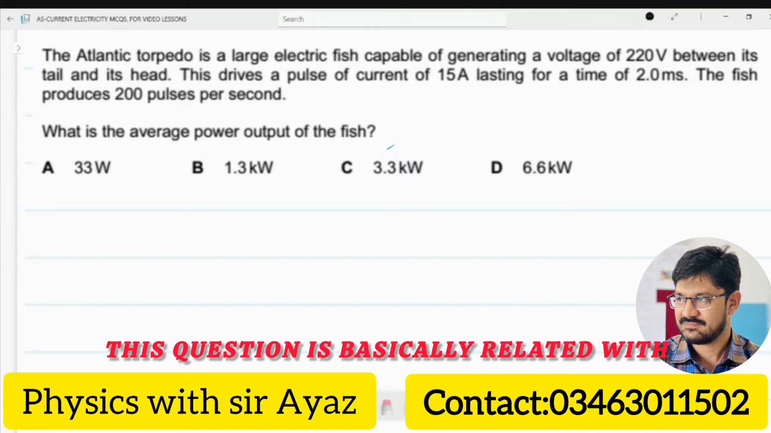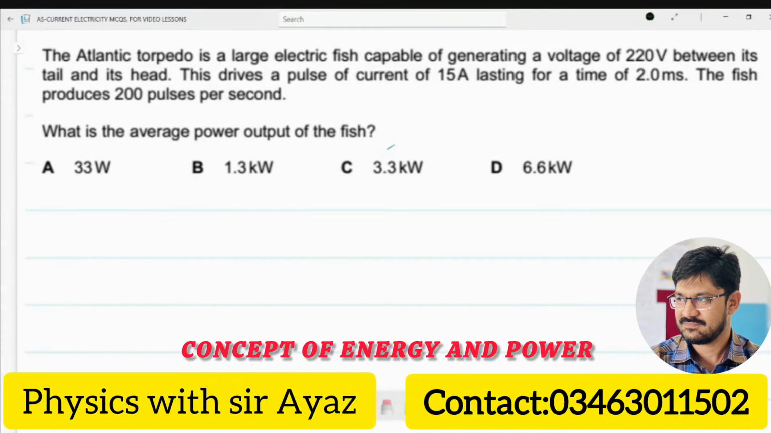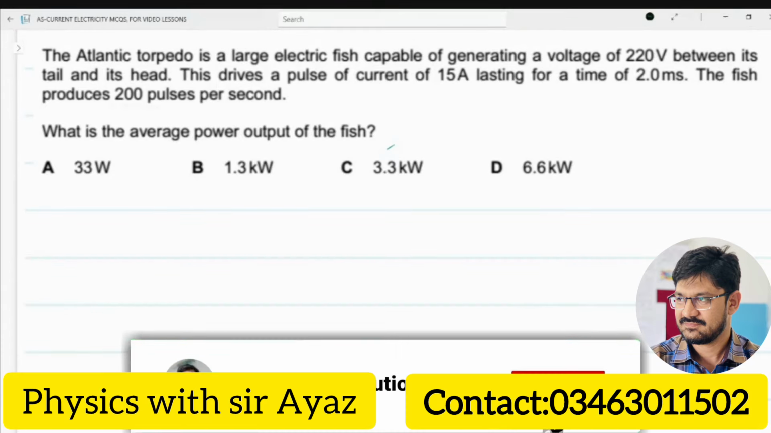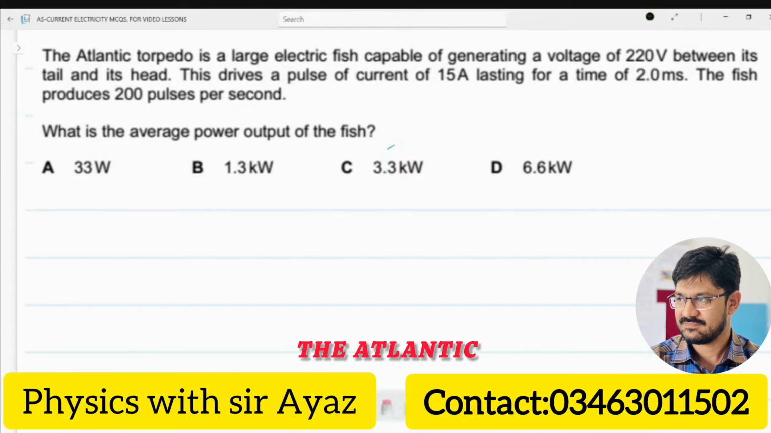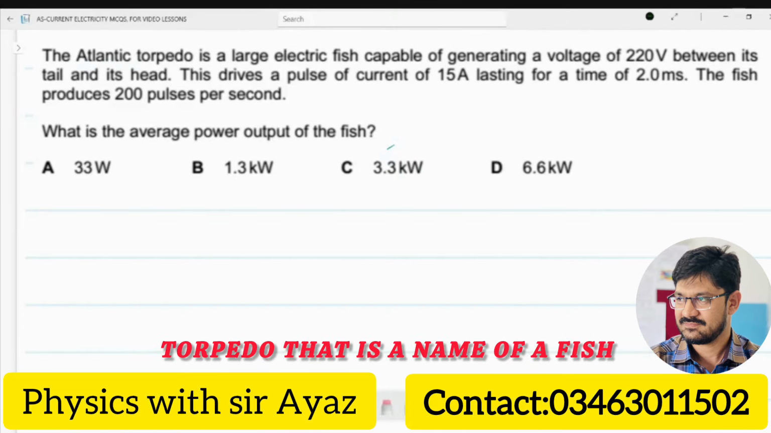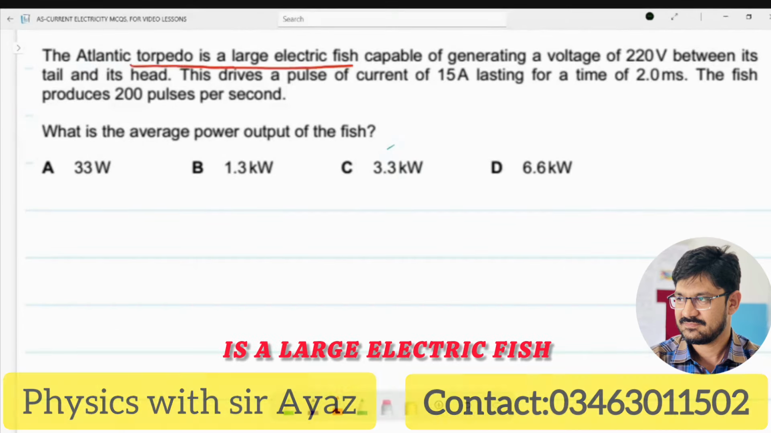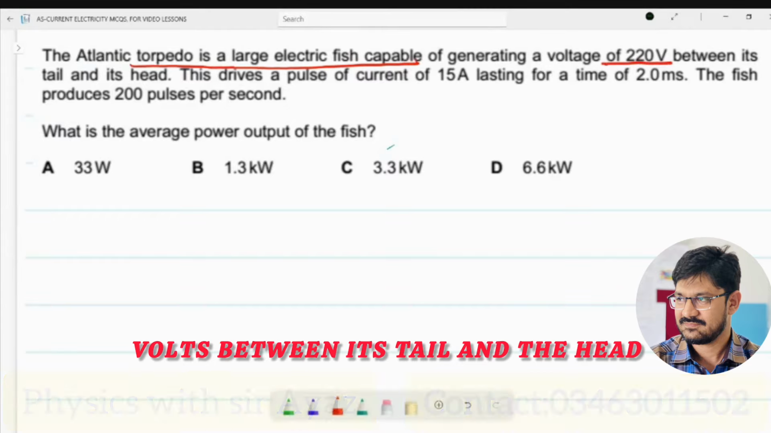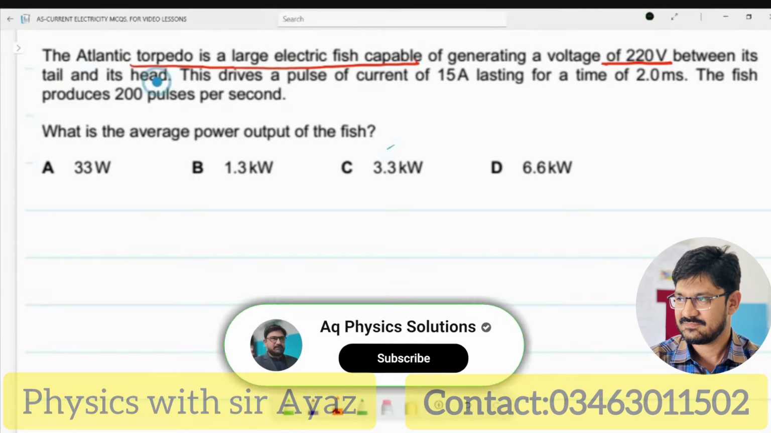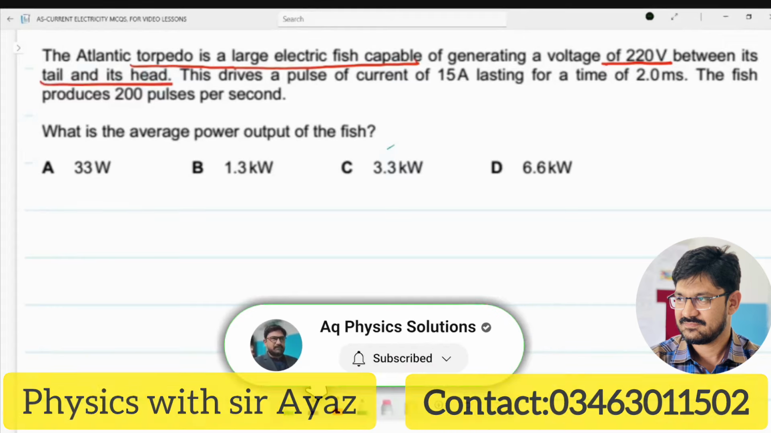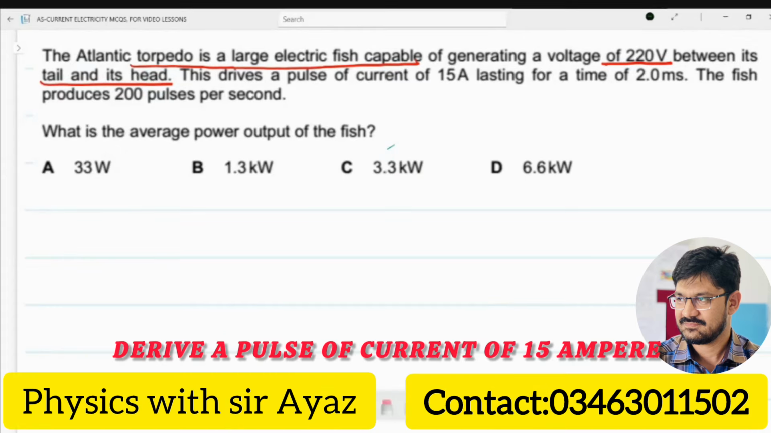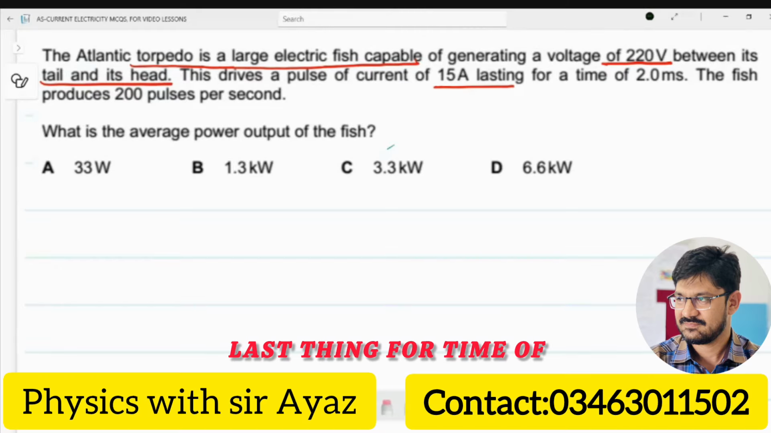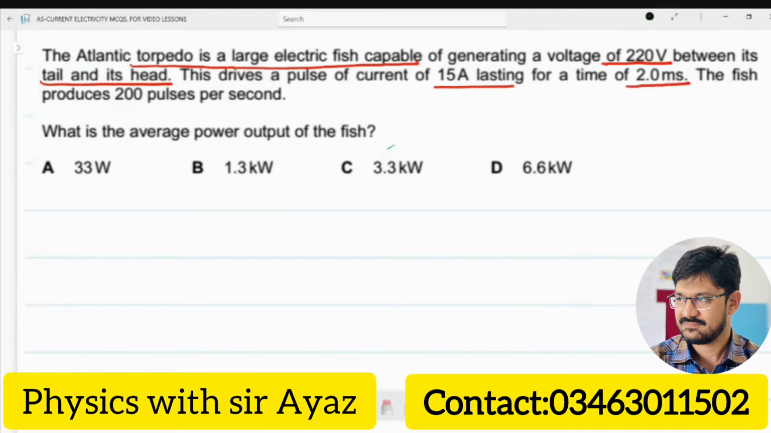This question is basically related to the concept of energy and power. The question states that the Atlantic torpedo, that is the name of a fish, is a large electric fish able to generate 220 volts between its tail and its head. It's a generator, typically. This drives a pulse of current of 15 ampere lasting for a time of 2.0 millisecond. It's a huge current. It's just fatal.